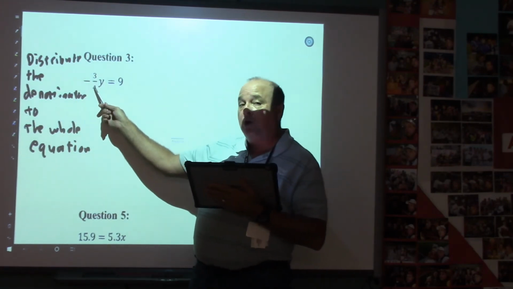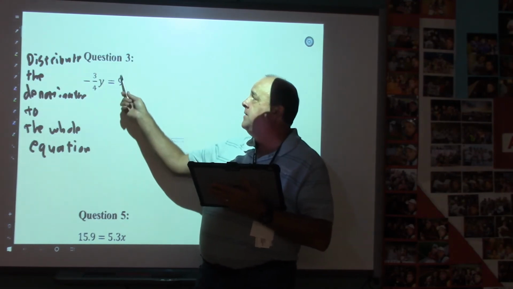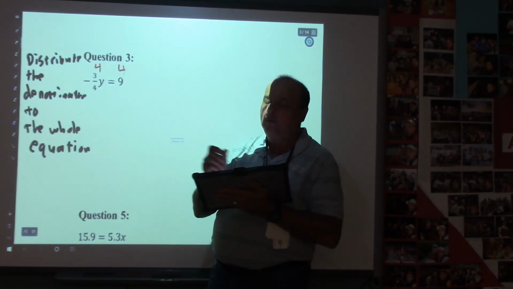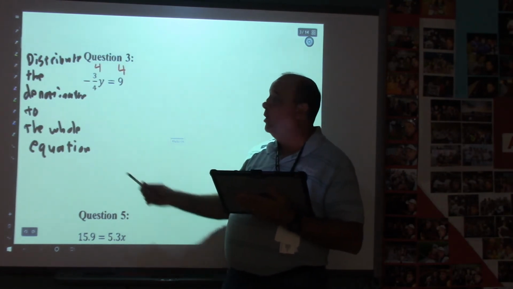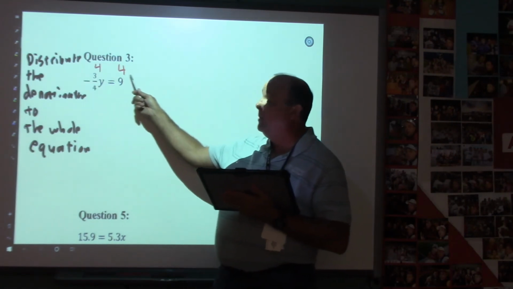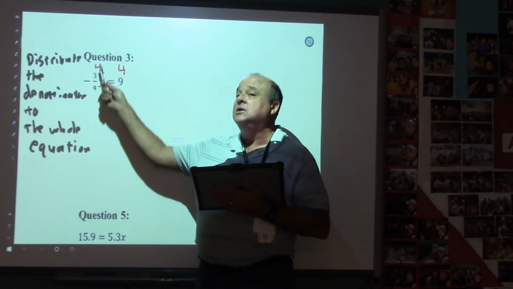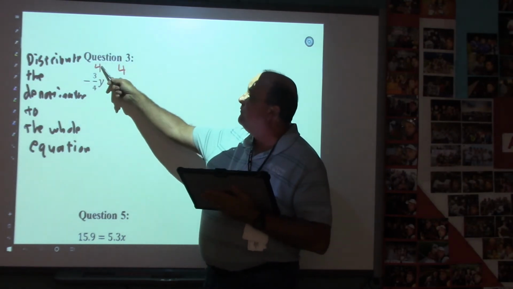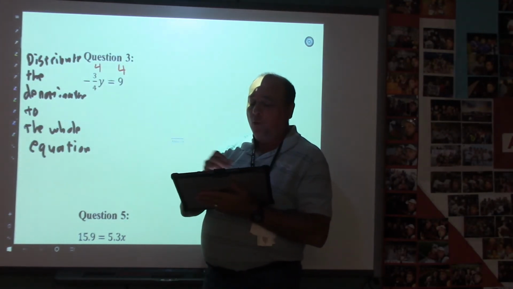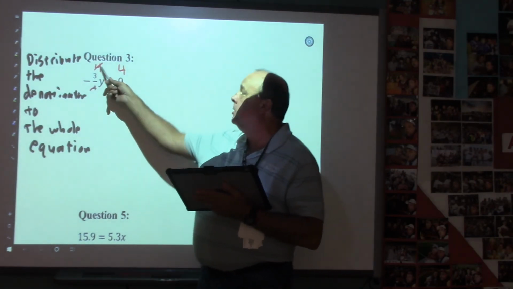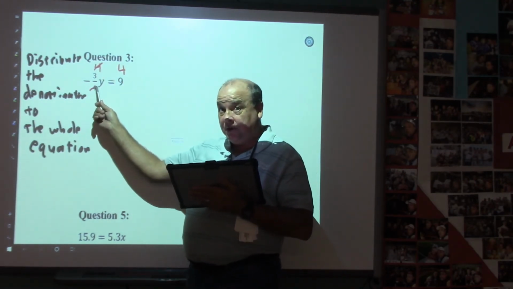So this 4 is our Bluebell truck. It's going to go to the 3 and the 9. So put a little bitty 4 above the 3 and above the 9. Along with me, I'm taking the denominator and I'm distributing it to every term in the fraction. What's the opposite of divide? It's multiply, right? What is 4 divided by 4? 4 divided by 4 is 1. These are going to cancel out, aren't they? That's why we distribute the denominator, to cancel out the denominator.